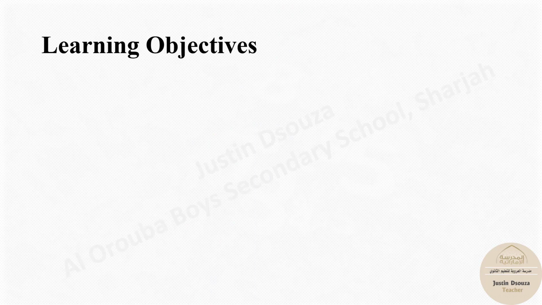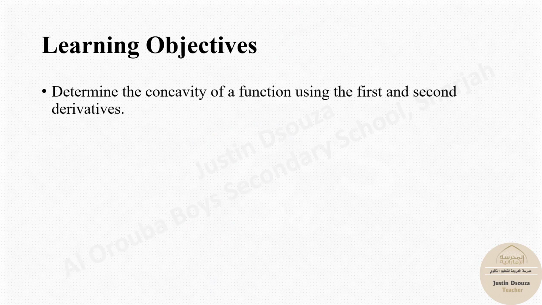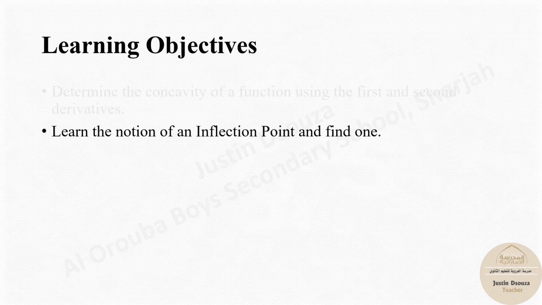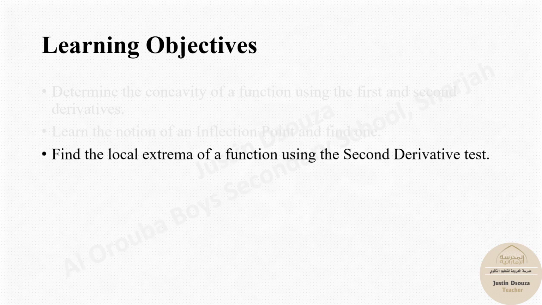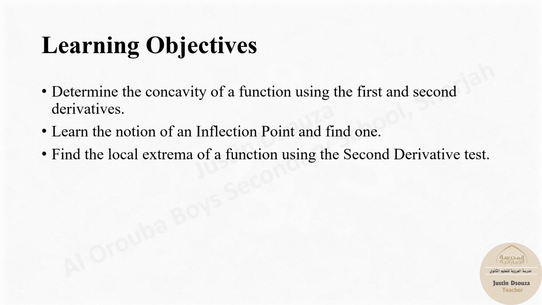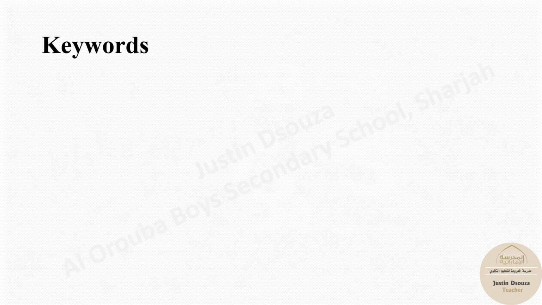The learning objectives of this lesson are to determine the concavity of a function using the first and second derivatives, to learn the notion of an inflection point and to find one, and the last objective is to find the local extrema of a function using the second derivative test. The keywords of this lesson are concavity and inflection point.